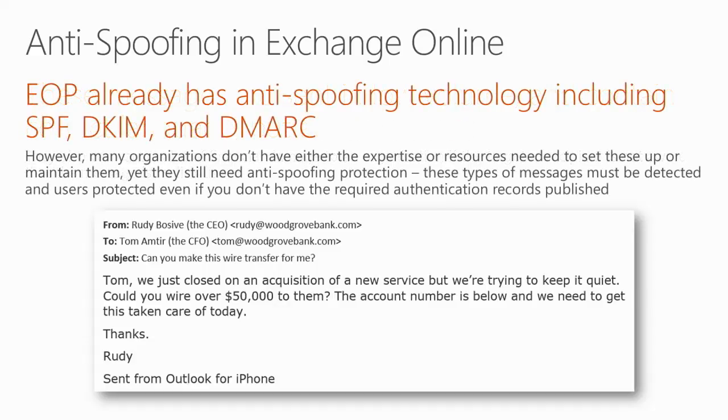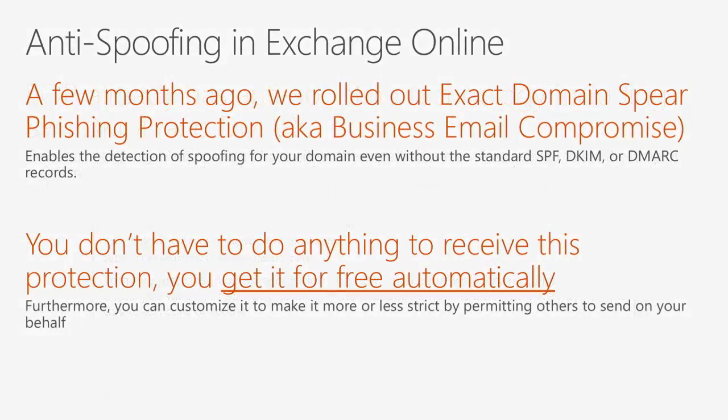Now, EOP itself already has anti-spoofing technology, SPF, DKIM, the domain keys, DMARC, and so forth. But what we're finding is many organizations simply don't have the expertise to set up all this stuff to prevent their own domains from being spoofed. So a few months ago, we rolled out this feature called Exact Domain Spear Phishing Protection, or what we call Business Email Compromise.